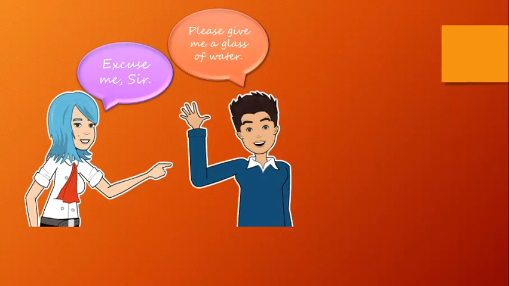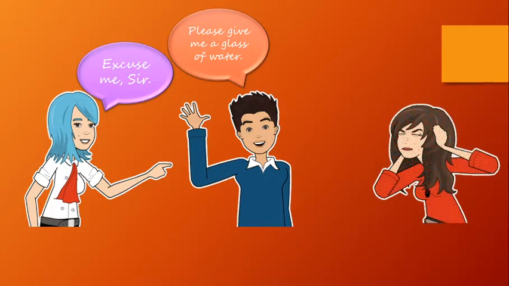Again, he is looking at me. Or if you are looking at the screen, then he is looking at you. He is requesting me to give him a glass of water. So I can simply say he requested me to give him a glass of water, because that is what it is, right?